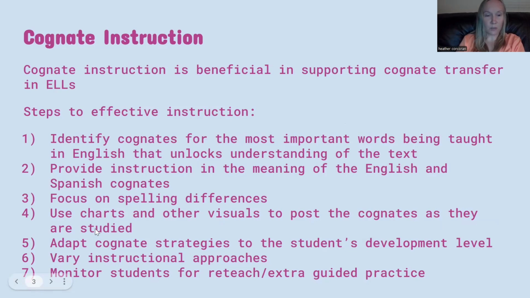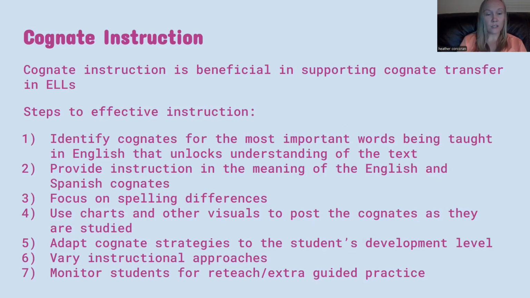One thing that the textbook emphasizes is always use visuals and charts. You can have a cognate wall set up somewhere in your classroom. So anytime you study a word, you've posted it where they can refer back to it to help them with pattern recognition, that word study, and verbalization when needed.